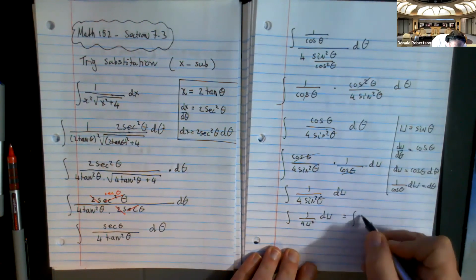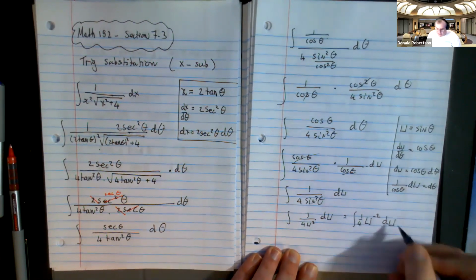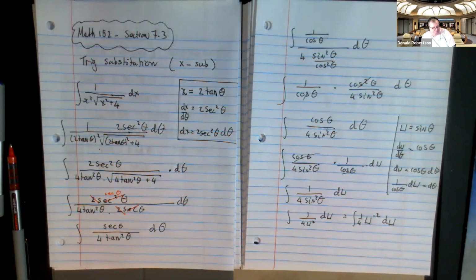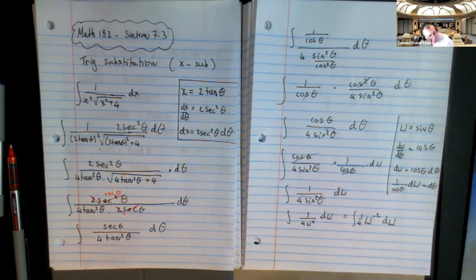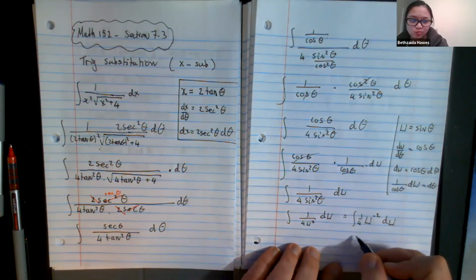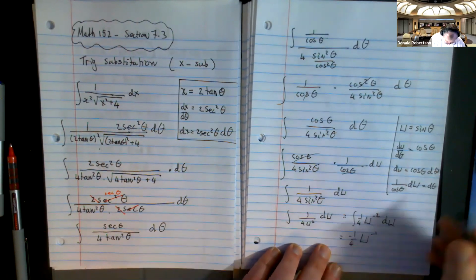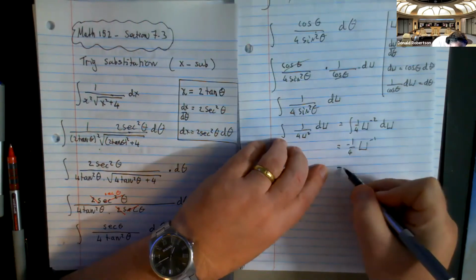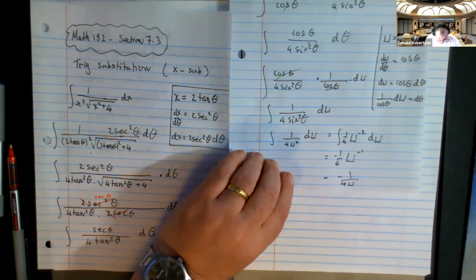I'm going to call that 1/4 u to the negative 2. Why am I calling it that? The 1/4 is a constant. You can take it out. And why the negative 2 part? You're right, power rule. So add 1 to the power, divide by the new power. Negative 1 over 4u. Agreed?